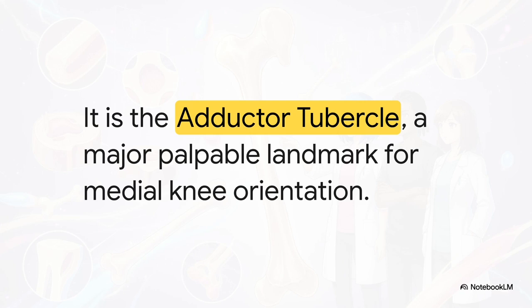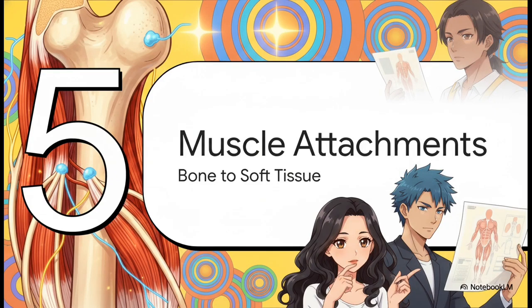Located directly on the medial epicondyle, the adductor tubercle is a major, easily palpable landmark in lower limb anatomy. If you're a medical professional examining a knee, being able to palpate and identify that adductor tubercle gives you an immediate point of orientation for the medial side of the knee joint. Let's slide right into Section 5, Key muscle attachments.